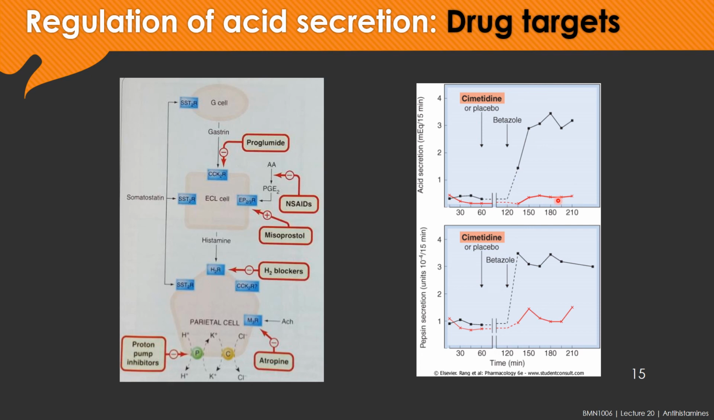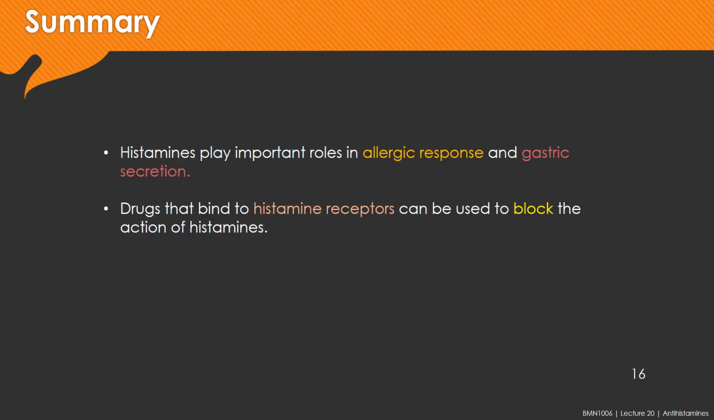Now you could see that in the second experiment, the presence of cimetidine actually reduces the production of pepsin. So pepsin is an enzyme required in the breaking down of protein, but with the use of cimetidine, you have less pepsin, which means sometimes with the use of cimetidine or some other H2 blockers, that could lead to indigestion issues such as diarrhea. To summarize, histamines play important roles in both the allergic response and gastric secretion. Drugs that can bind to the histamine receptors can be used to block the action of histamines.